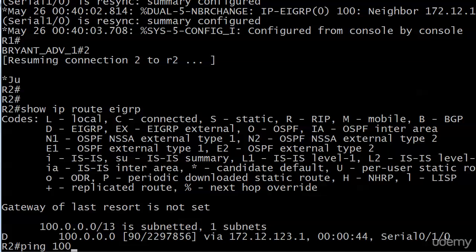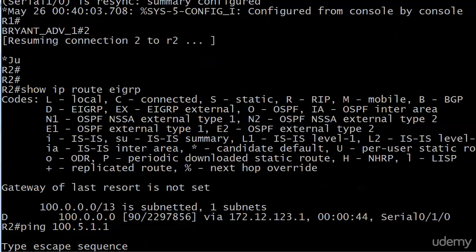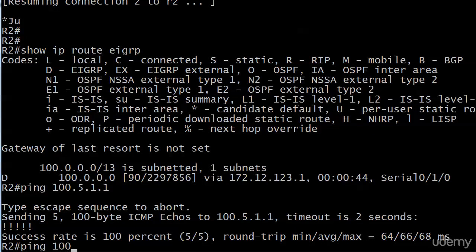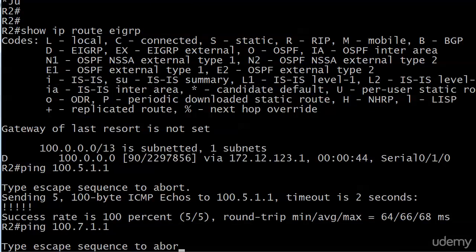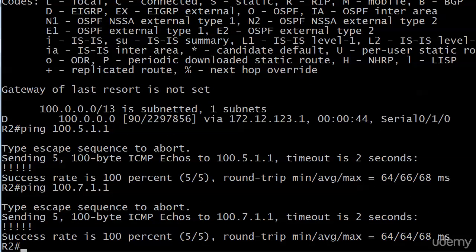But can I still ping those addresses that I could ping earlier? Sure can. As a matter of fact, I could ping every single one of those loopbacks that we've summarized. So, let's see. Let's go back to the route. We've got it right here, actually.